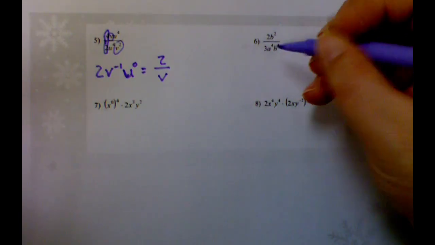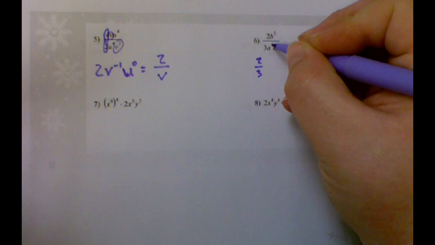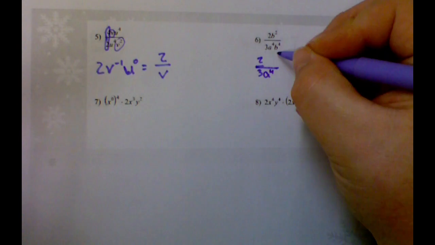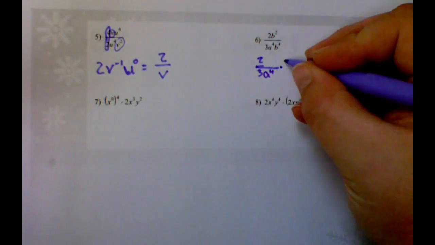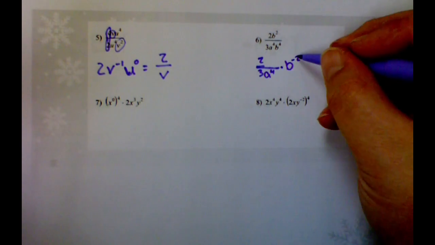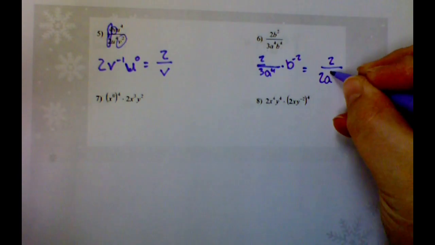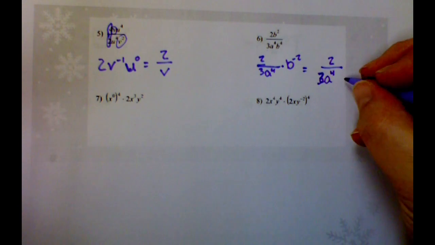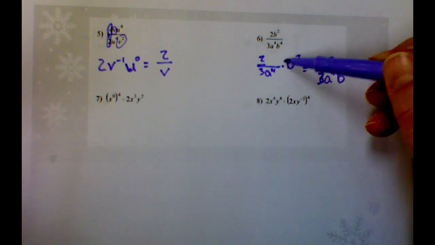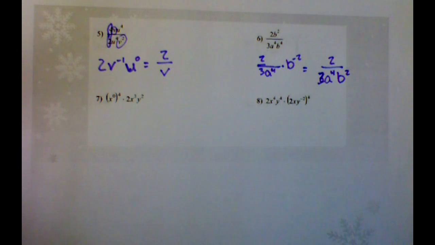Next up, my 2 and my 3 don't simplify, so I leave it as a 2 over 3. My a, there's only 1 in the denominator, so it's going to stay in the denominator. For my b's, I have b squared over b to the 4th power, so I'm going to make that a b to the negative 2nd power because 2 minus 4 is negative 2. Now that does need to drop into the denominator to become a positive exponent. So it's 2 over 3a to the 4th power, b to the 2nd power. So remember, when I subtract those exponents, that automatically moves it to the numerator. Then I take that negative power, drop it to the denominator.